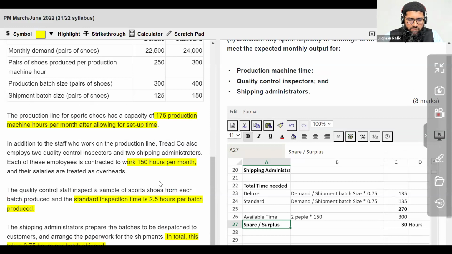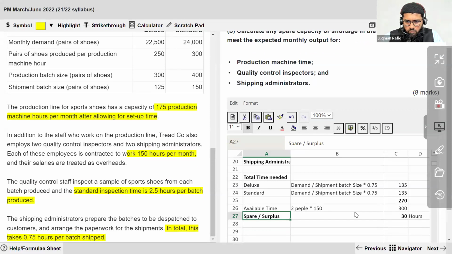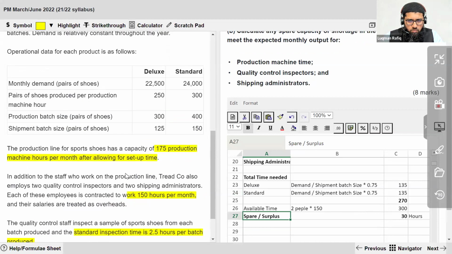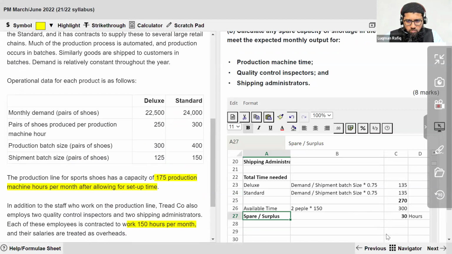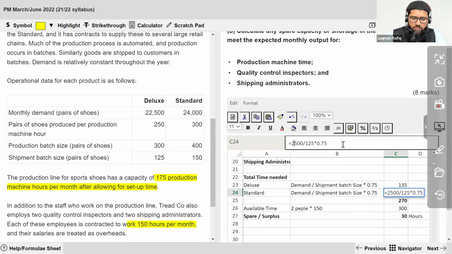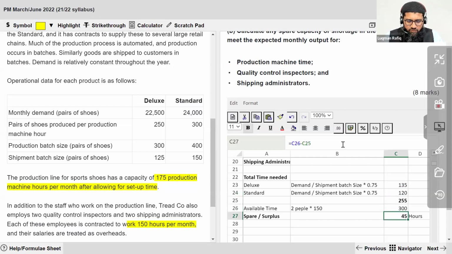Standard is 45. Okay, have I made a mistake somewhere? Okay, wait. Yes, I made a mistake. 24,000 divided by 150. Sorry. Yes, 45 is the correct answer. Right? 45 is the correct answer.